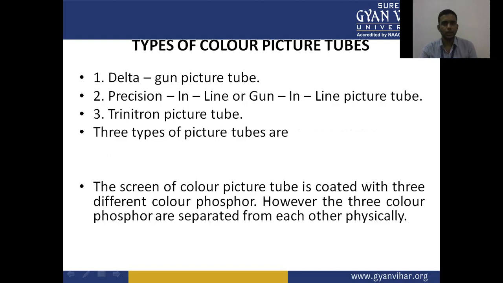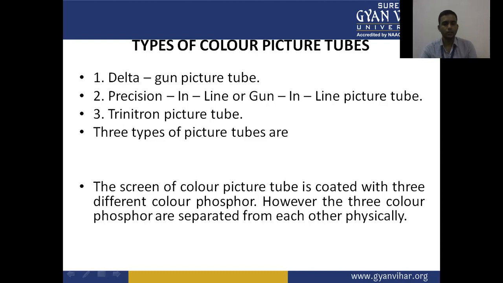Types of the color picture tubes. We have three types of color picture tubes: the delta gun picture tube, the inline gun picture tube, and the Trinitron picture tube. The screen of a color picture tube is coated with three different color phosphors.